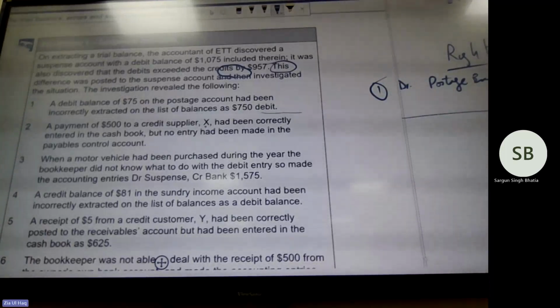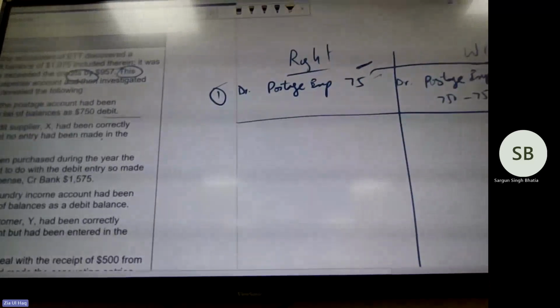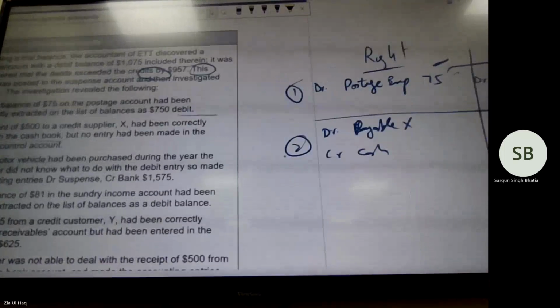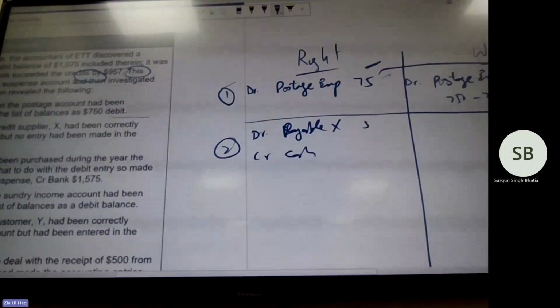If you are paying 500 to supplier X, supplier X debit, cash credit. This has been correctly entered in the cash book. For cash, you have recorded the right thing. The entry should be debit supplier X, payable X, credit cash with how much amount? 500. So this should be the correct entry.